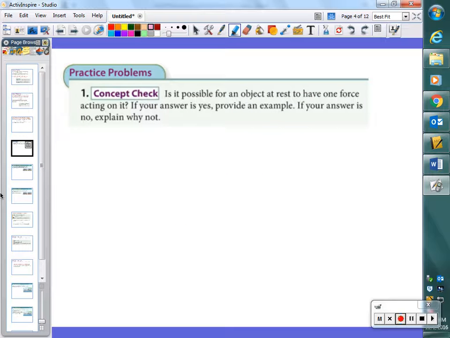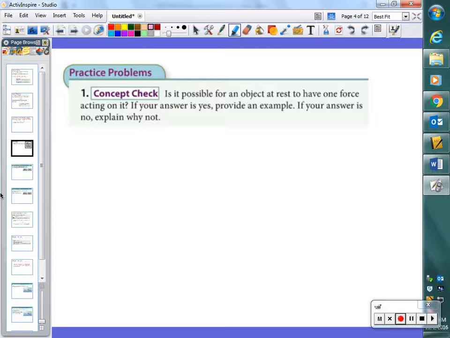This practice problem is a concept check, on the next page. All right, so it says, is it possible for an object at rest to have one force acting on it? No. No is the right answer to that question, right?